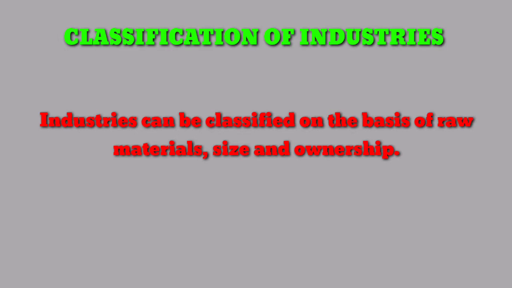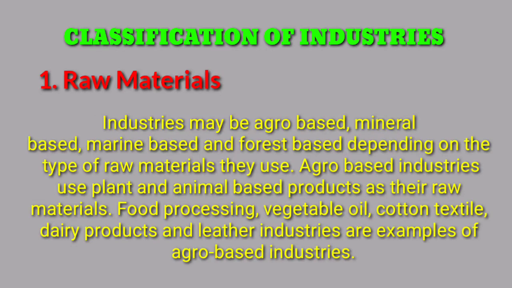Industries can be classified on the basis of raw materials, size and ownership. Classification of industries. Raw materials. On the basis of raw materials, industries are classified into agro-based industries, mineral-based industries, marine-based industries and forest-based industries, depending on the type of raw materials they use.